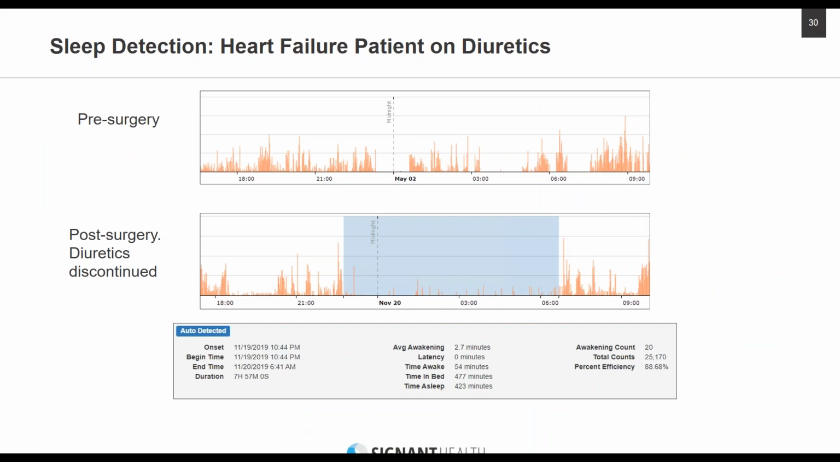Just a couple of slides here on what some of the outcomes from Actigraph look like. Here's a heart failure patient that we looked at pre-surgery and then post-surgery on diuretics, and you can see the marked improvement using the Sadeh and Cole-Kripke algorithm, which is a current peer-reviewed method. You can see the improvement in sleep.